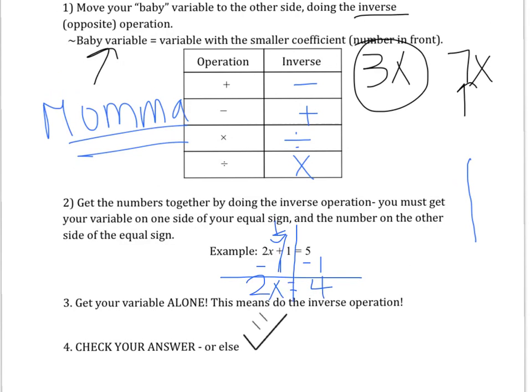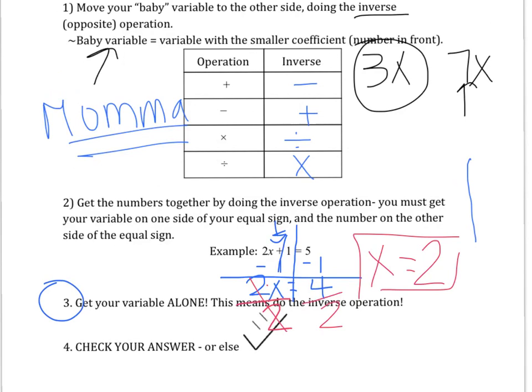My last step here would be step 3, is to get your variable alone. So I would have to do my inverse operation. Remember, if I have 2x, it means 2 times x. The opposite of multiplication is division. So I have to divide each side by 2. My 2's would cancel. I'd be left with x equals 4 over 2, or 4 divided by 2 would give us 2. At the end, make sure you check your answer. If you check your answer, you know it will always be right.